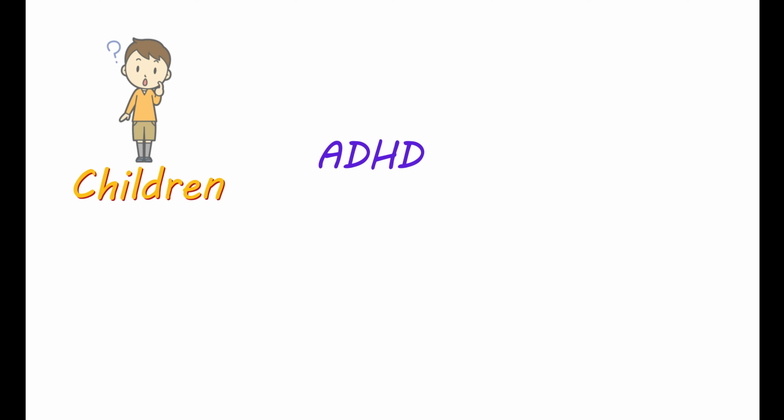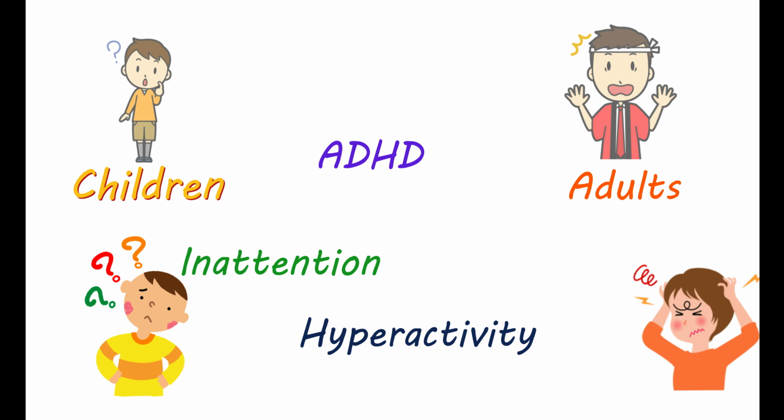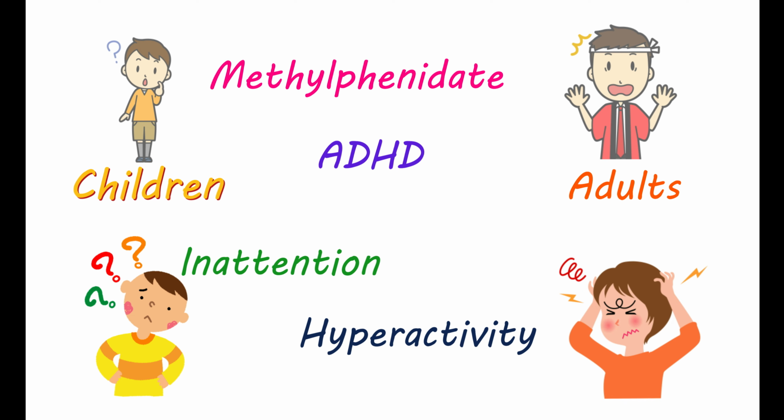ADHD is commonly observed in children. However, it may also be found in adults with growing ages. While symptoms of inattention are mainly observed in children, hyperactivity is more pronounced in adults. Methylphenidate can be used to modify neuronal activity and relieve symptoms of ADHD.